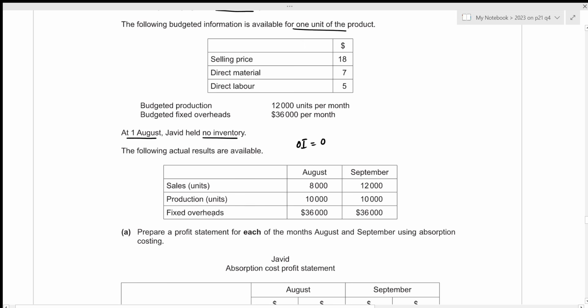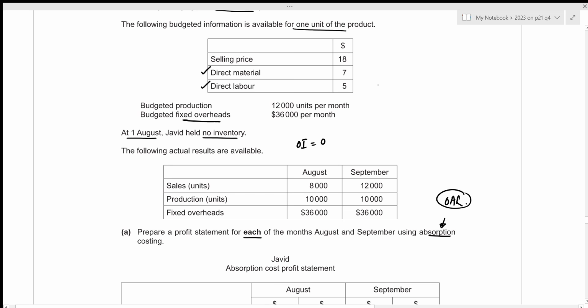Now we need to prepare a profit statement for each of the months, August and September, using absorption costing. Remember that we are talking about absorption costing, and using absorption costing, we can also calculate the overhead absorption rate. And the difference between absorption costing and marginal costing is that while calculating our closing inventory under absorption costing, we value it at our direct costs as well as the fixed overheads because we calculate our overhead absorption rate. So in this case as well, we need to include the direct cost, which is given right here, direct material as well as the direct labor, but we also need to include the fixed overheads.